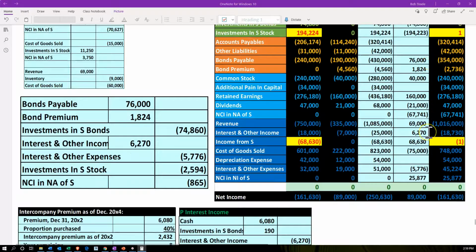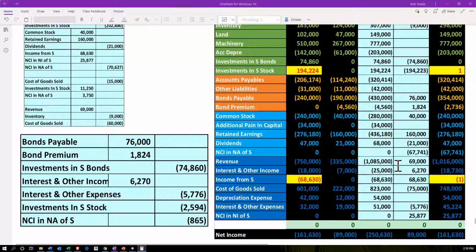Then we had to remove the interest income and expense related to the intercompany portion of the bonds, and then record the effect on the investment in S and the non-controlling interest as well, with regard to the gain calculation, or the difference that results from the purchase from the third party. So that's going to be it.